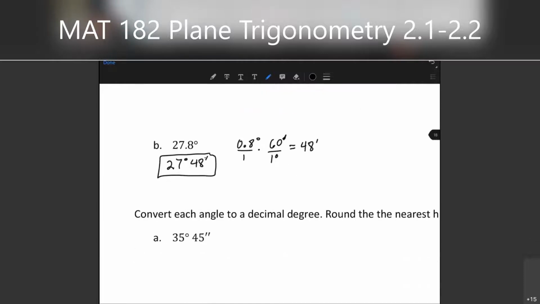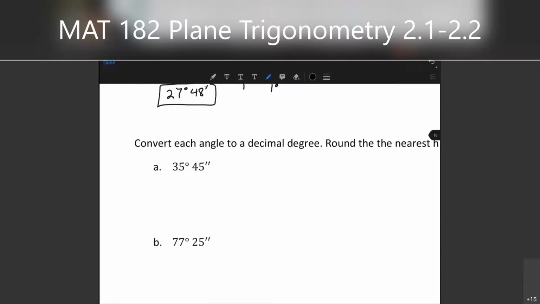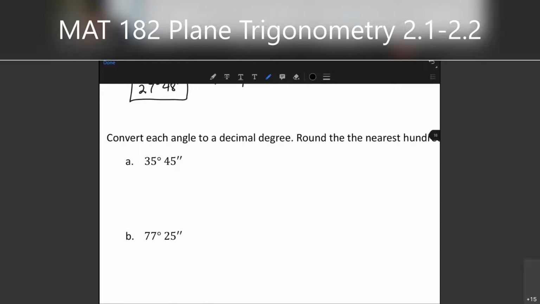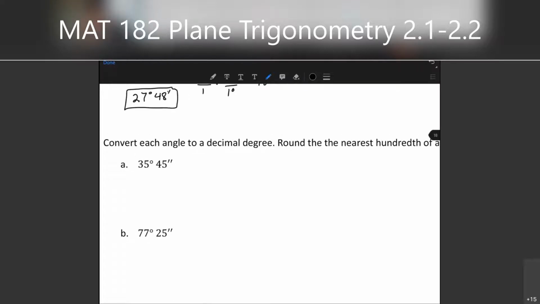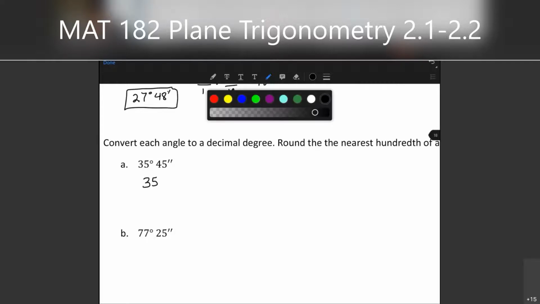Right. Now just going in the opposite order for a couple examples here. We wanted to convert each angle to decimal degree. We're going to do a very similar calculation. Again, the whole number we're not going to work with at all. 35 is going to be the whole number degree. And we just want to convert the minutes, and I think I didn't want to do seconds here.